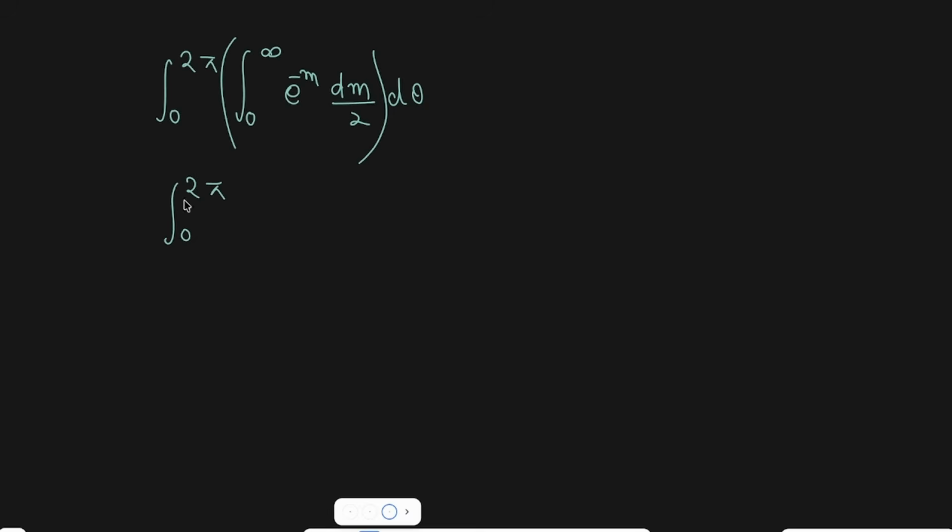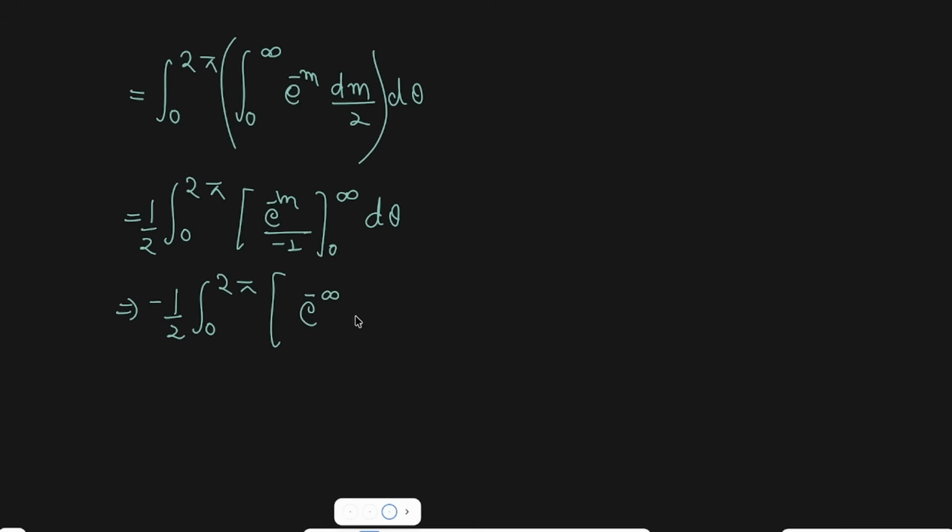This is 0 to 2 pi, and when you solve this, integrating e to the power minus m gives minus e to the power minus m. I can write 1 by 2 outside, and this is your 0 to infinity limit. And again it will be theta, so it is 1 by 2, I can take minus outside, 0 to 2 pi, put the upper limit e to the power minus infinity minus e to the power of minus 0, d theta. So what will it be? Minus 1 by 2, 0 to 2 pi, e to the power minus infinity is 1 upon e to the power infinity, minus e to the power 0 is 1, and this is your d theta.